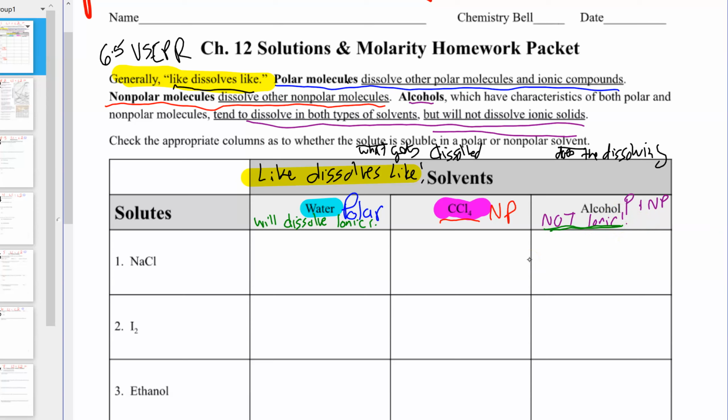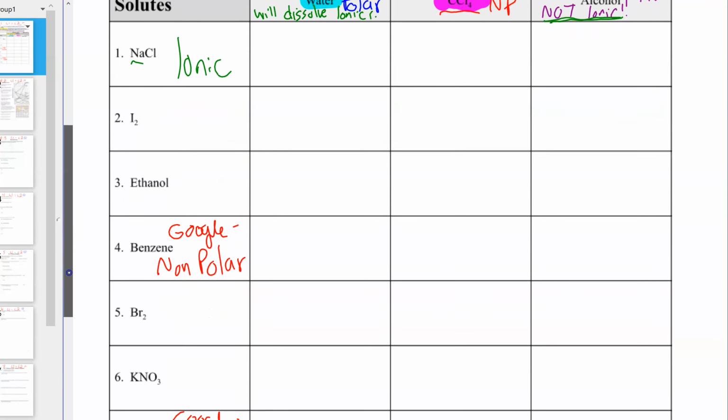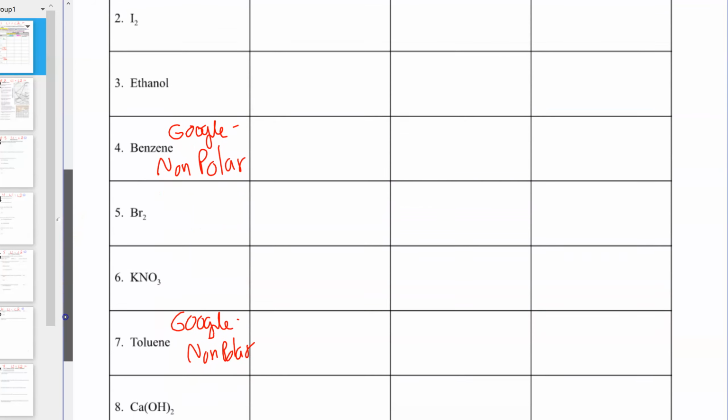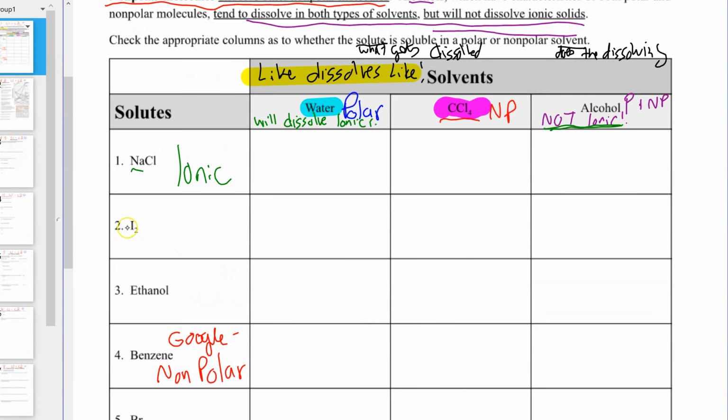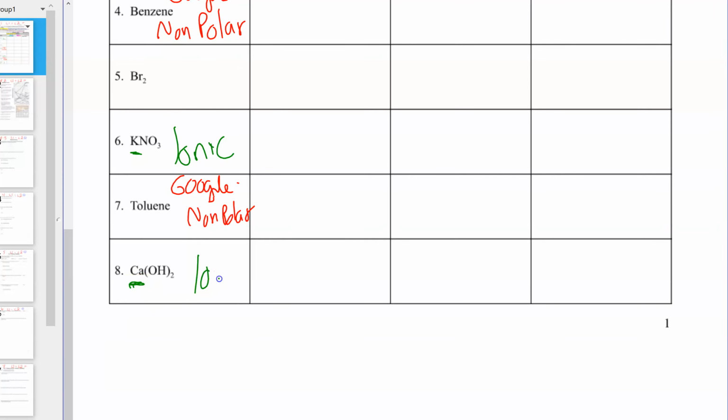So what we need to do is go through our solutes and categorize and classify them. I want to find all my ionic compounds first, so I'm going to look for a metal. For the first one, sodium chloride, this is an ionic compound. It's like an extreme polar. Okay, iodine, not a metal. Ethanol, not a metal. Benzene, don't know about that yet. Bromine, potassium nitrate right here. Look at this one. That's a metal, so this is going to be an ionic compound. Toluene, don't know about that yet. And calcium, ionic.